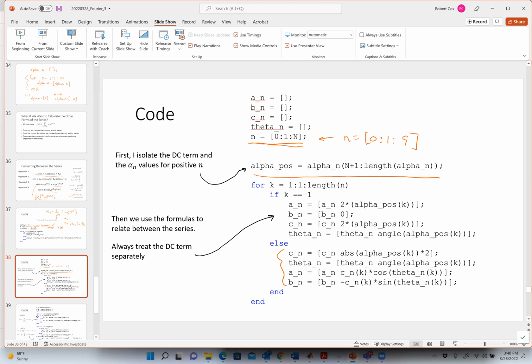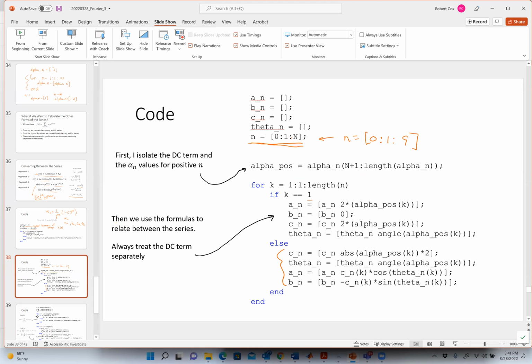There's half as many values in the other forms. Yeah, that's right. Basically, there's a whole set of values for the n equal negative numbers that I don't need when I'm calculating my A's, B's, and C's. So I'm basically throwing those away. All right. Now, what's this if k equals 1 thing going on here?